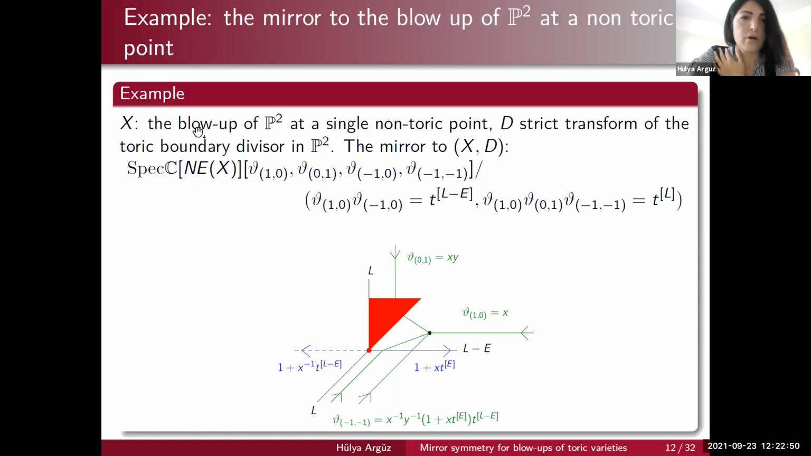Okay, so let's look at the mirror. If I blow up P2 at a single non-toric point, I have this whole structure. And now you can again just write your theta functions, pick a point. I like picking the point in the positive octant and imposing my PR function to vanish there. The subtlety is that when you have an integral affine structure, it's not so easy to define the PR function.